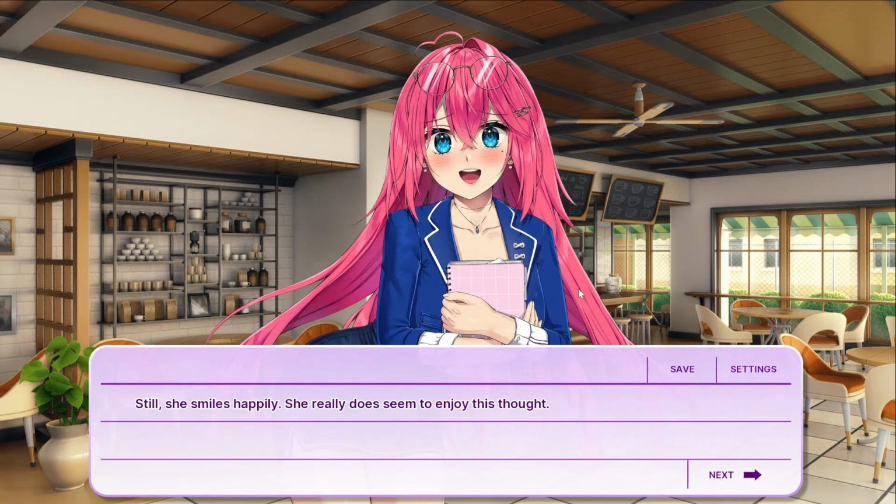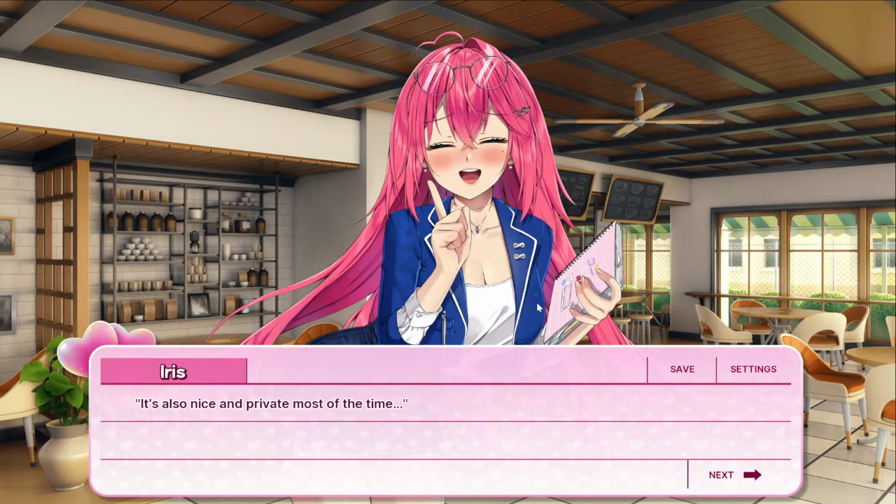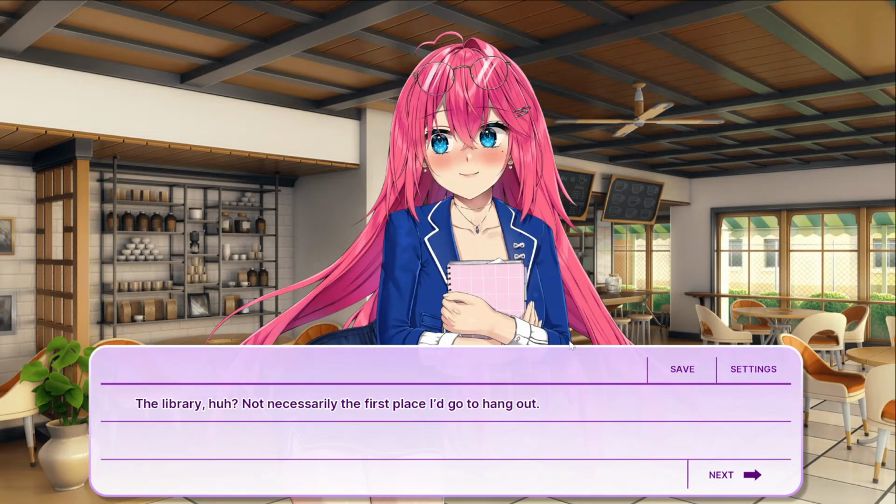Okay. He smiles happily. She really does seem to enjoy this thought. Why don't you come find me there sometime? I'm usually at a desk writing in my notebook when I'm not off in the stacks someplace. Also nice and private most of the time. Okay, we're going to the library, I guess.